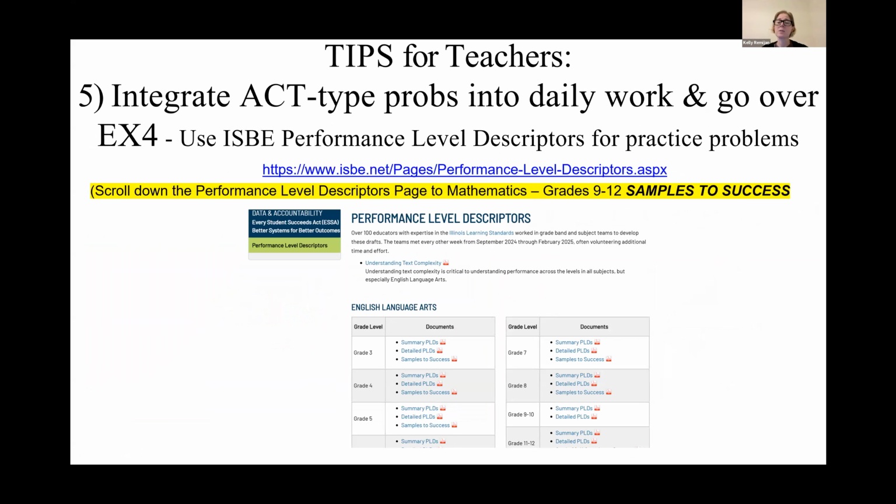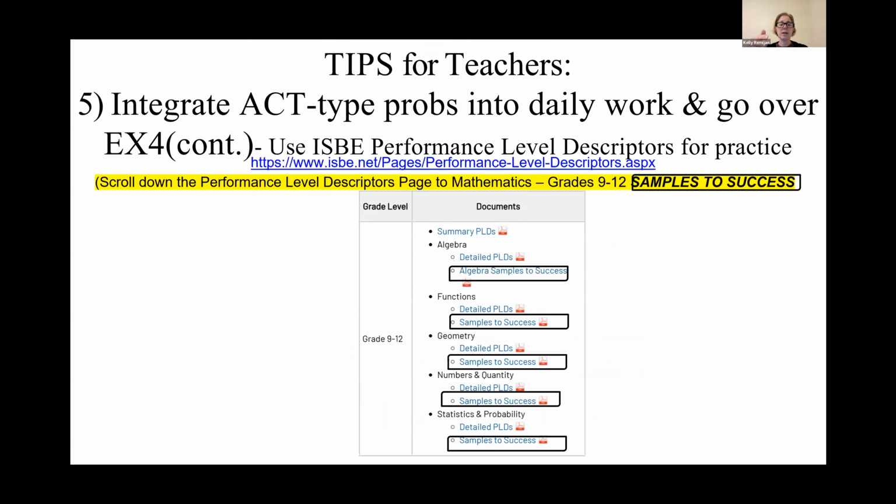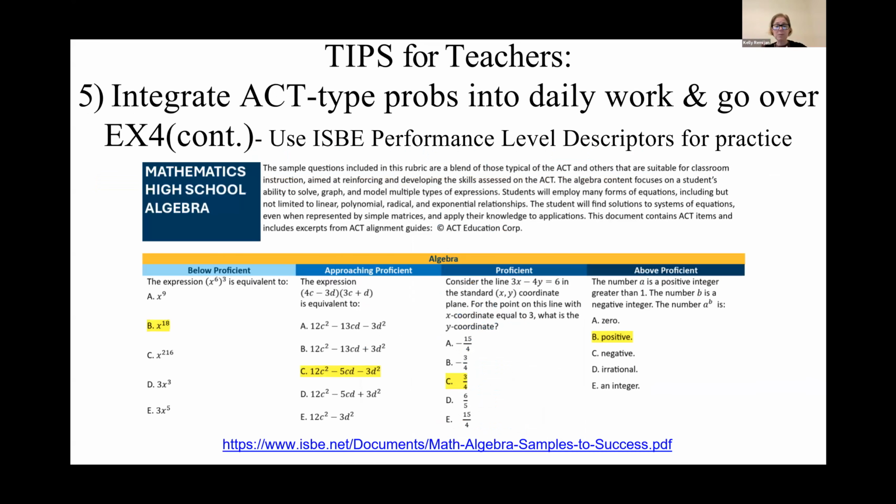ISBE also has some practice problems through something that's new this year called the performance level descriptors. Everything you see here, you have access to the direct link that will take you there. And so samples of success, you'll see that there are grades 9 through 12. If you click on algebra samples of success, or whatever samples of success you're looking at, it gives you various problems from below proficient to above proficient. I would look at the proficient and above proficient as examples for you. It gives you the topic and examples that go with that topic.